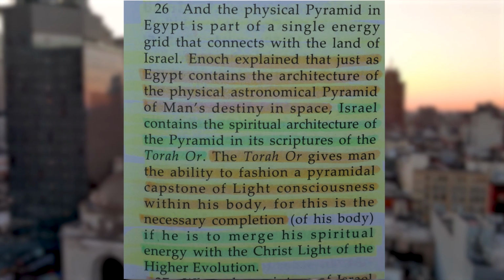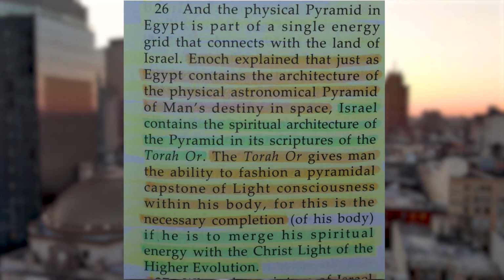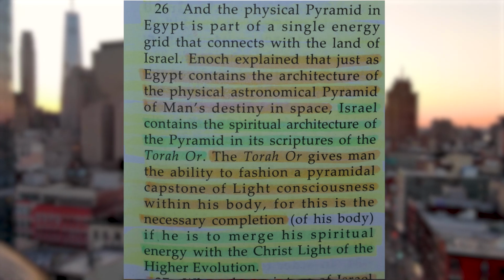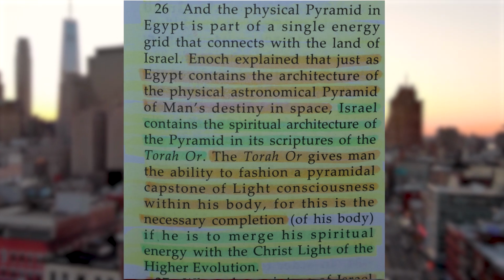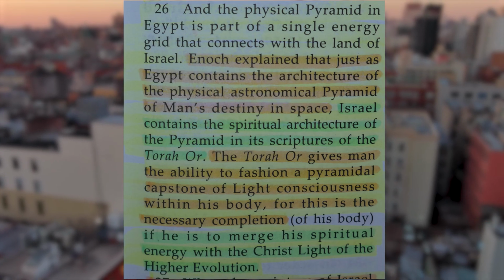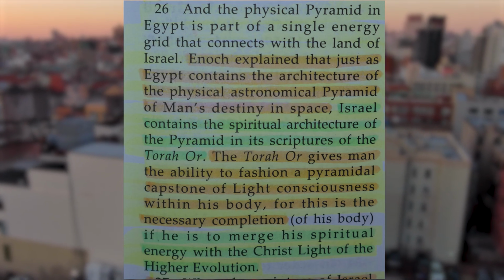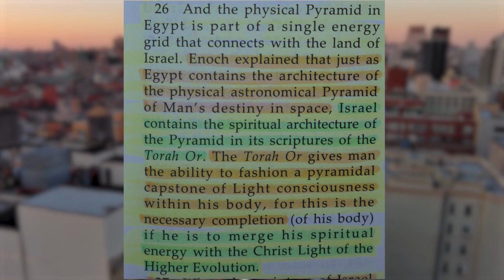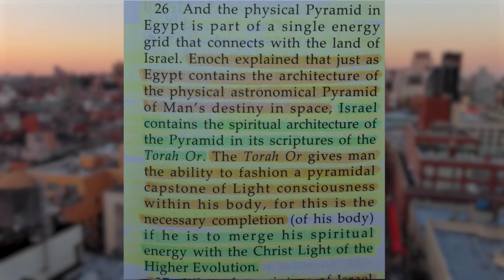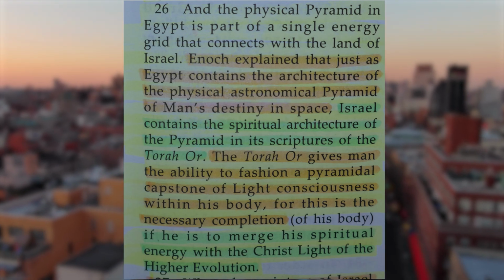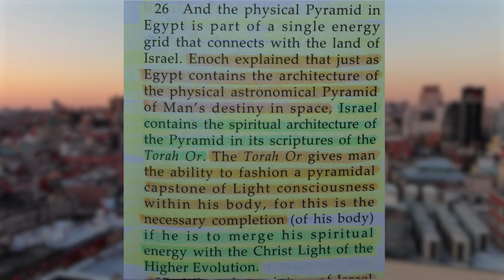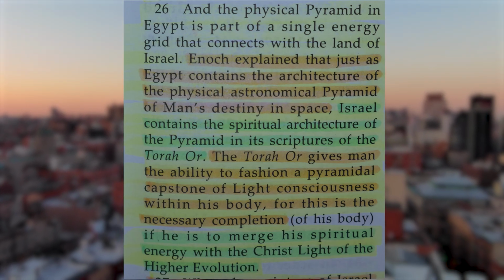And the physical pyramid in Egypt is part of a single energy grid that connects with not specifically the land, but the children of light. Alright? The true Israel. Enoch explained that just as Egypt contains the architecture of the physical astronomical pyramid of man's identity in space, higher man's identity in space, Israel contains the spiritual architecture of the pyramid in its scriptures of the Torah, or the scriptures of light.